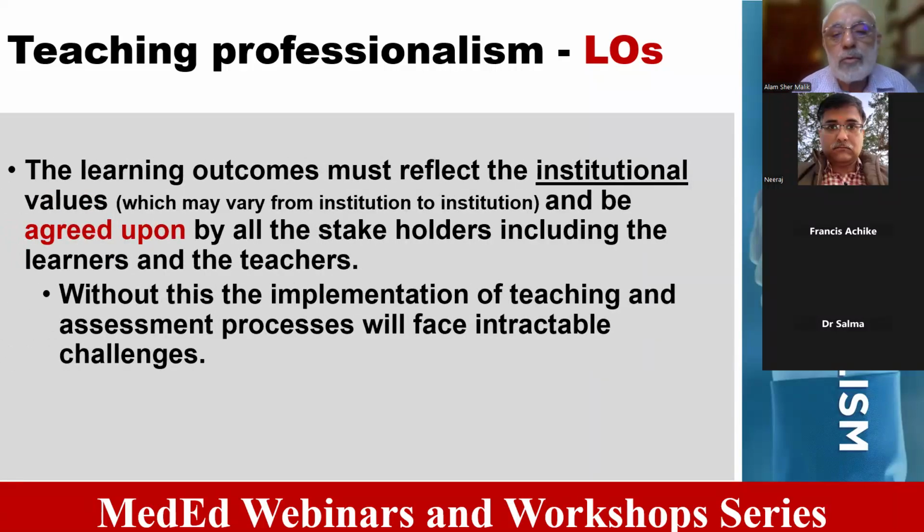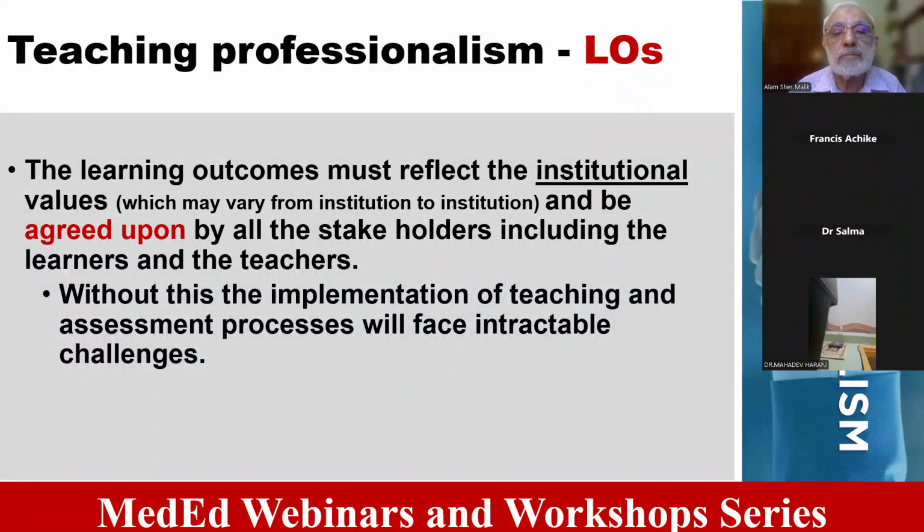Now, after going through that, once we have identified the learning outcomes, we must make sure that the learning outcomes reflect the institutional values. Although we have gone through the literature, and we have seen recommendations by different institutions, at the end of the day, we have to see that the learning outcomes also reflect our institutional values.